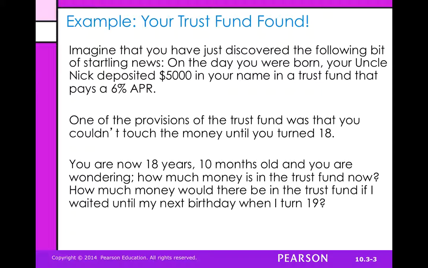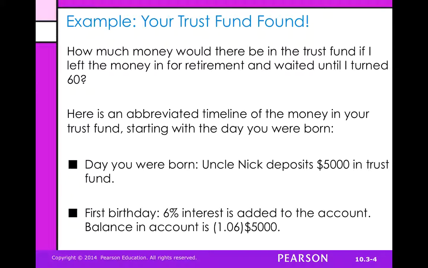Imagine that you have just discovered the following bit of startling news. On the day you were born, your Uncle Nick deposited $5,000 in your name in a trust fund that has an APR of 6%. One of the provisions of this fund was that you could not have the money until you were 18. You are now 18 years, 10 months old, and you wonder, how much money is in this fund now? How much money would be there if I waited until I turned 19? What if you wait till you're 60? All sorts of questions like this.